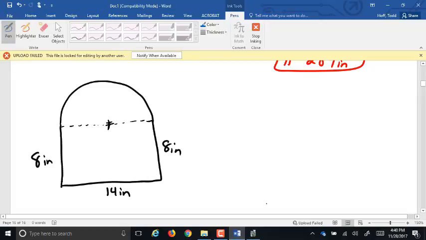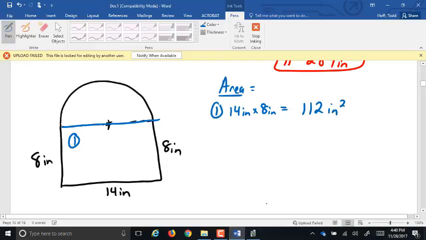To find the area of this, I have to divide it into pieces and add them together. Piece 1 is a rectangle that is 14 inches by 8 inches, which is 112 square inches.